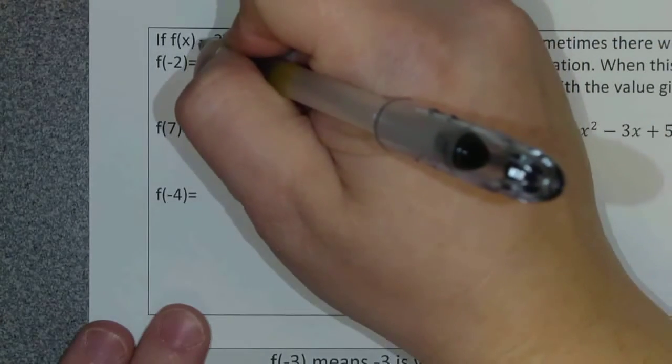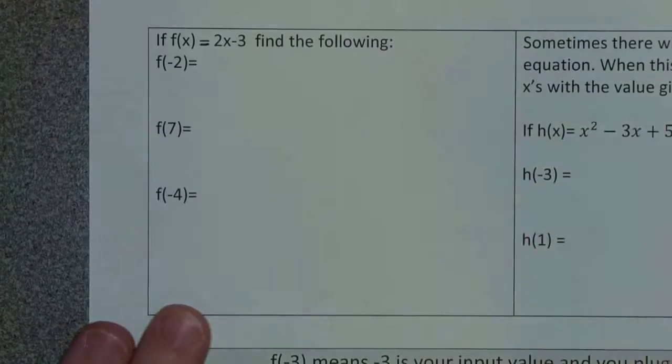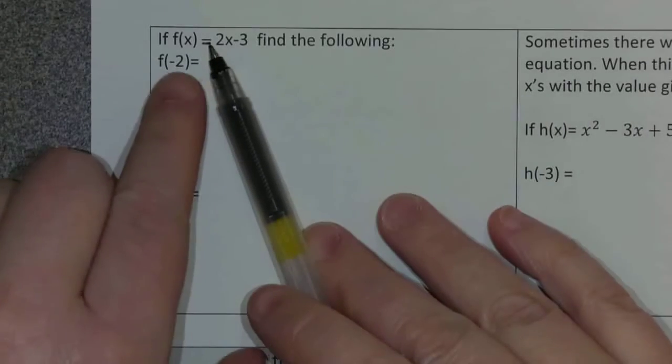I need you to write an equal sign right here. That's a typo; it needed to be equals there instead of minus. So make sure you get your equal sign written right here.